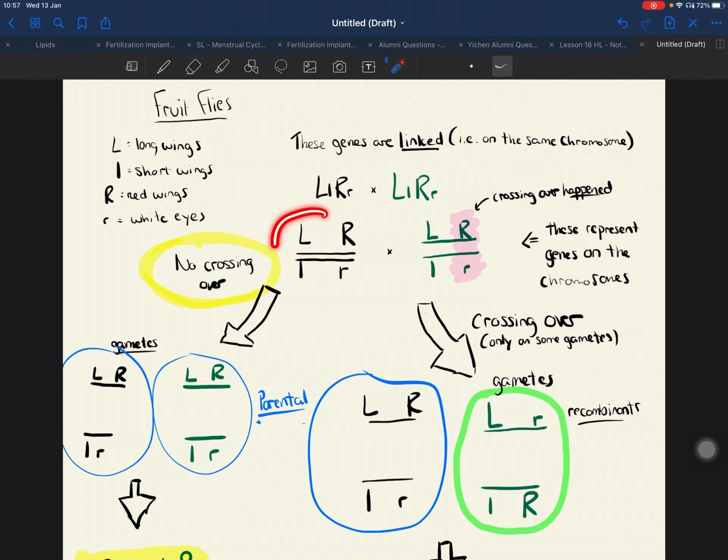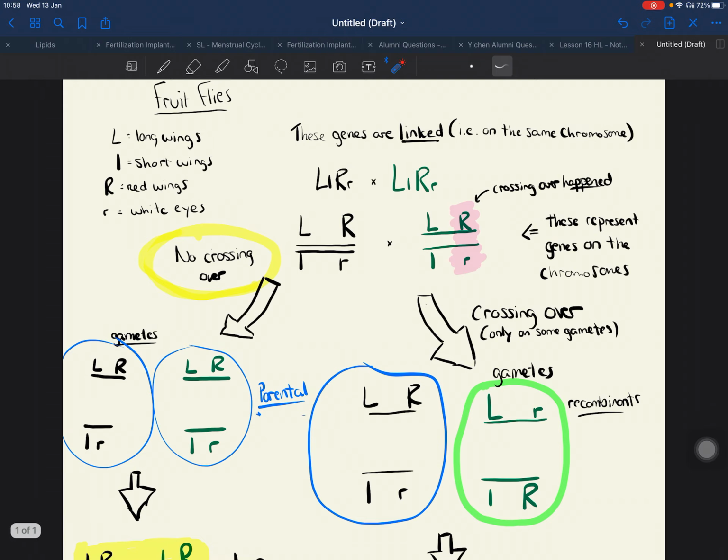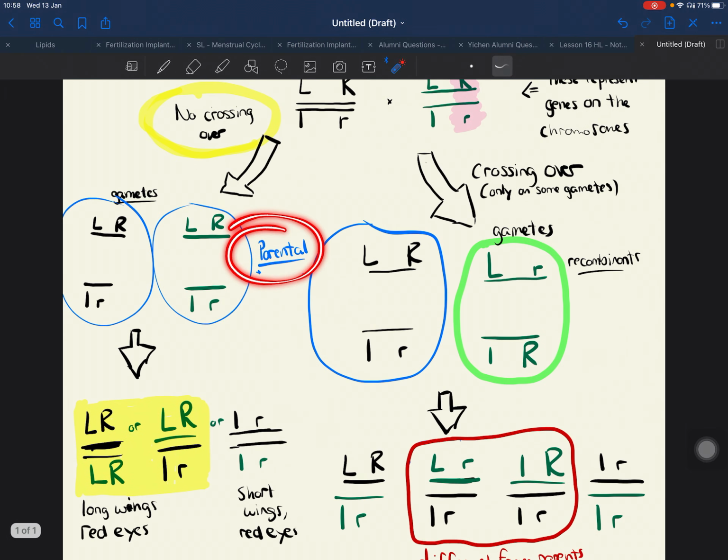So if there's no crossing over, remember, during meiosis when these form gametes, these two sister chromatids are going to separate. We called this mom here, and this is dad. So mom here forms those two possible gametes, and dad forms these two. Remember, we get two copies of each chromosome, one from our dad, one from our mom. So these are what we call the parental gametes, because if you look at these, they look exactly like the parents.